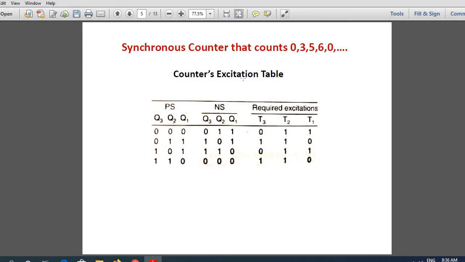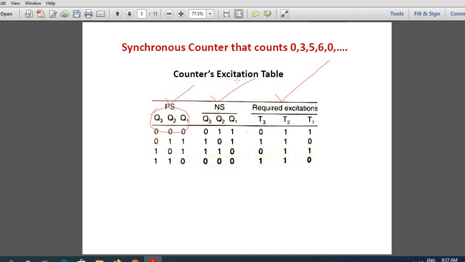So the next step is preparing the counter's excitation table. For the counter's excitation table, you require present states, then next state, and then required excitations. So you have 3 flip-flops. The present state constitutes Q3, Q2, Q1. Next state also has Q3, Q2, Q1 and the T flip-flop has only one input. So the input of the third flip-flop is T3, the second flip-flop is T2 and the first flip-flop is T1.